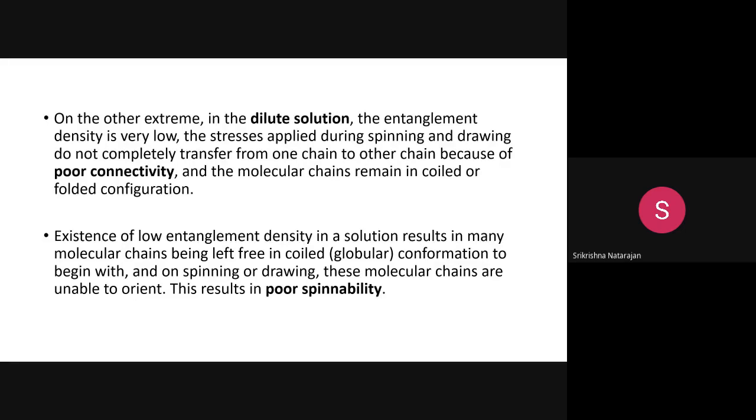If the entanglement density is very low, what will happen? The stress will not be easily transferred from one polymer chain to another because of the poor connection. Wherever the entanglements are, the molecular chain will be in a coiled or folded configuration because of the poor connectivity. So low entanglement density in a solution also results in polymer chains left free in a coiled or globular configuration.